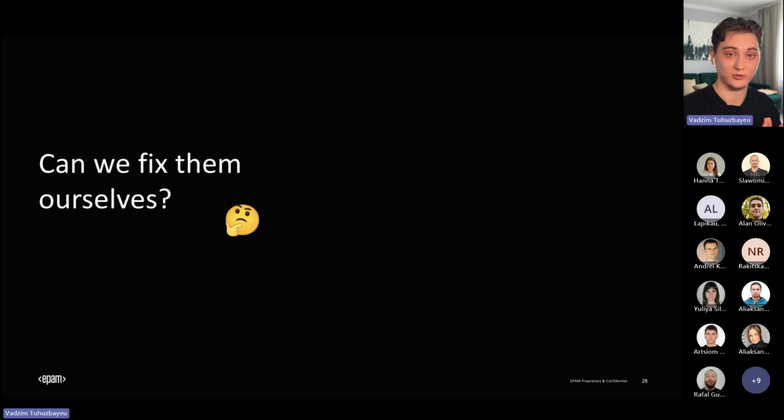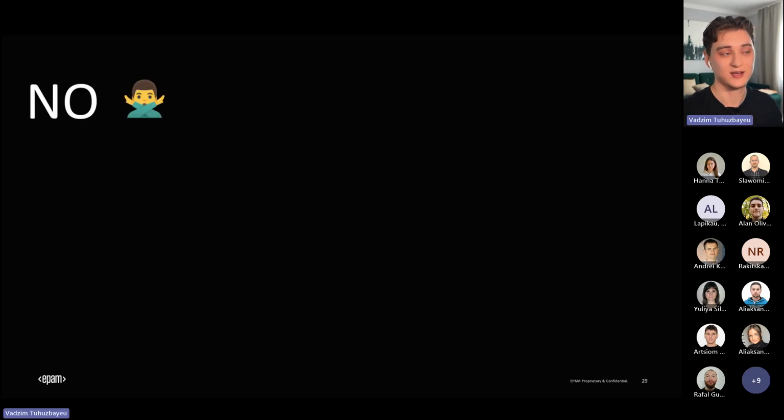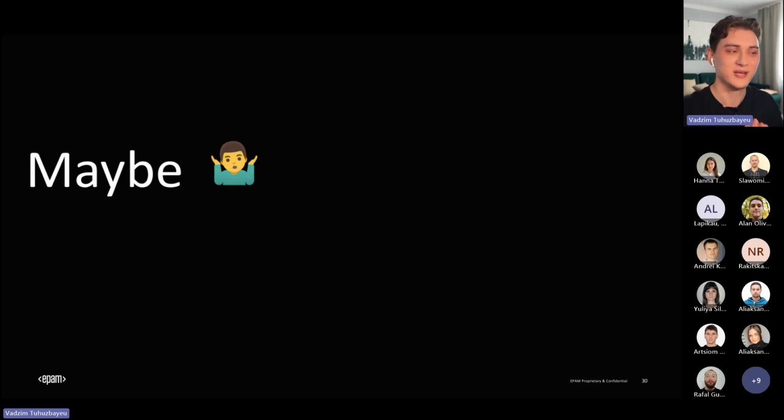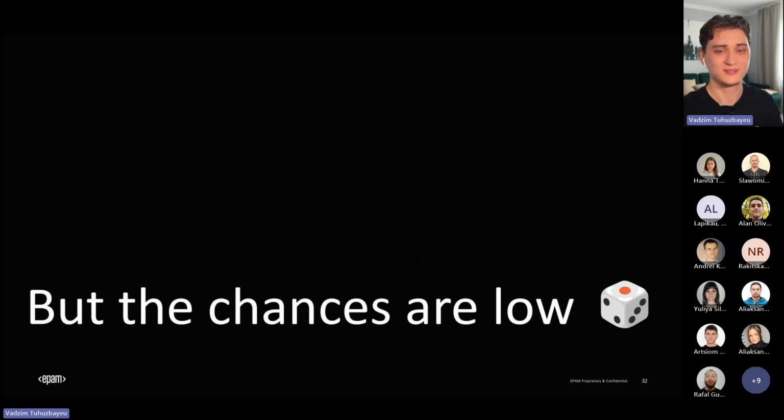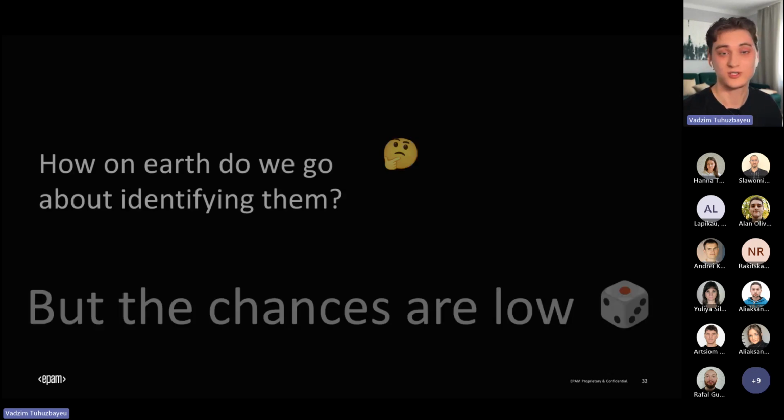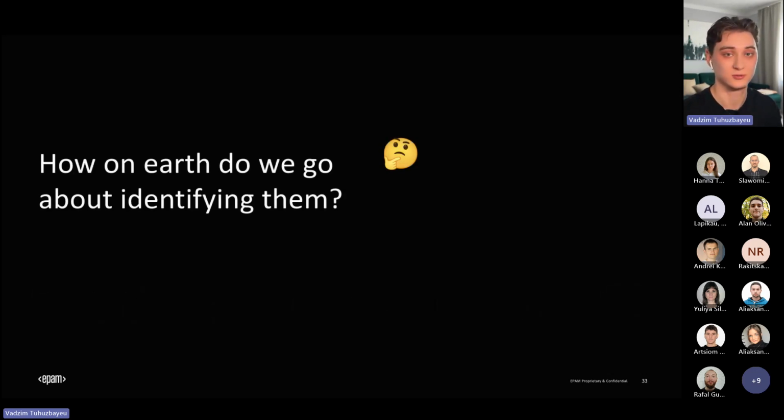Now that we've got a handle on those typical bottlenecks, the million-dollar question is, can you fix them yourselves without performance engineers? And actually, no. Okay, maybe if you're lucky, but the chances are really low. In fact, chances are you'll probably miss those bottlenecks if you don't bother with any performance testing, and as a result, you'll meet them on prod. So another question then: how on earth do we go about identifying them?